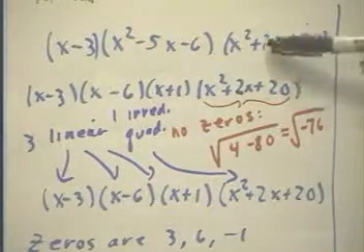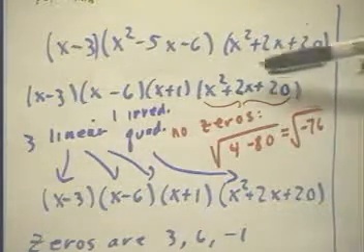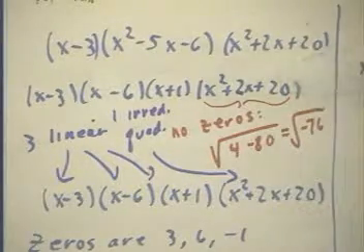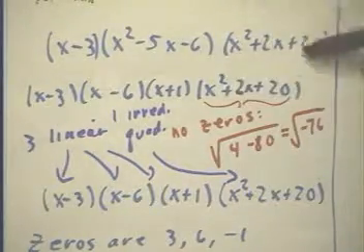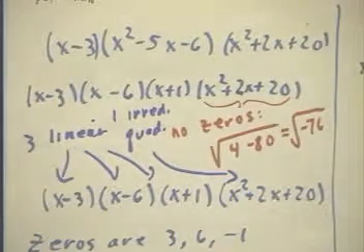Under the square root sign, we're going to have negative 2 squared minus 4 times 1 times 20. That's going to be 4 minus 80, or negative 76. So we're not going to have any zeros from this, and if we don't have any zeros, it's not going to be factorable or reducible.